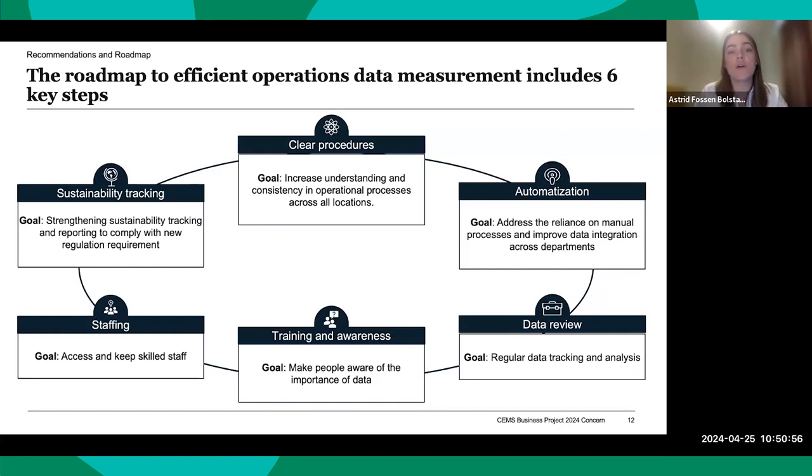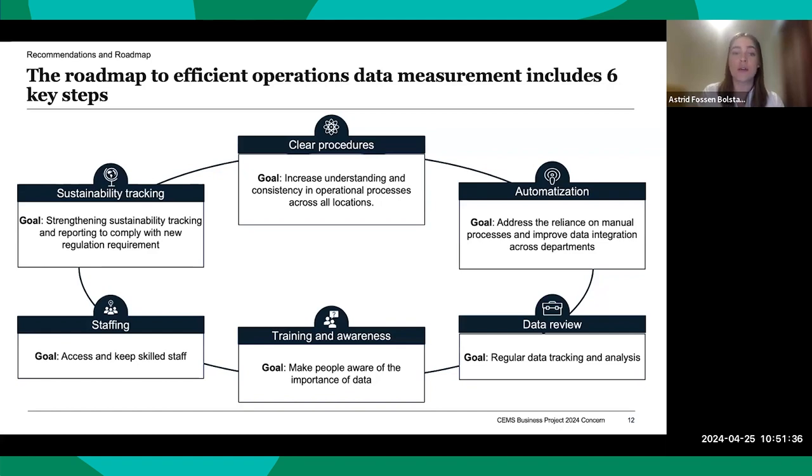For automation, the goal here is to address the reliance on manual processes and improve the data integration. The implementation of the new ERP system will streamline the data collection and improve the data accuracy. It's also important to integrate an automated tool to lessen the manual data collection and input, and this will reduce the likelihood of error and will provide updated information. And this automated and standardized reporting across all locations will ensure consistent use and understanding of the data.